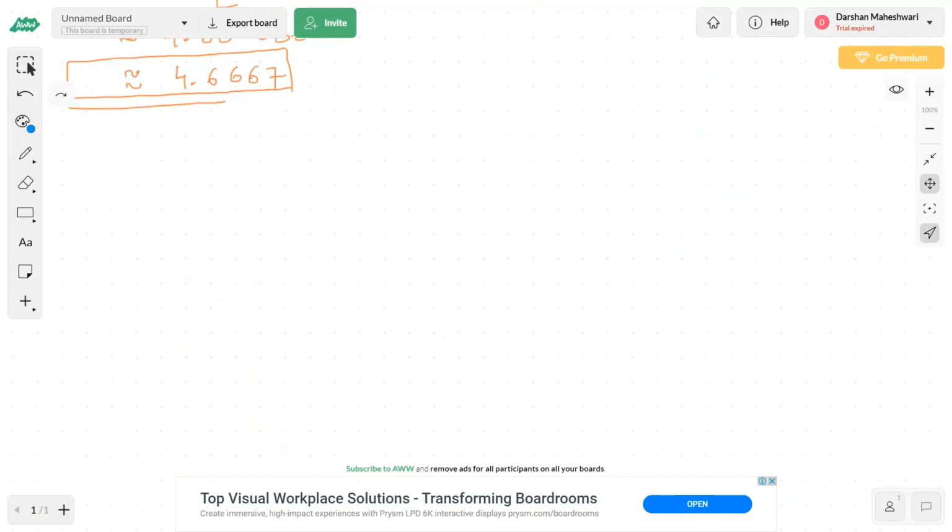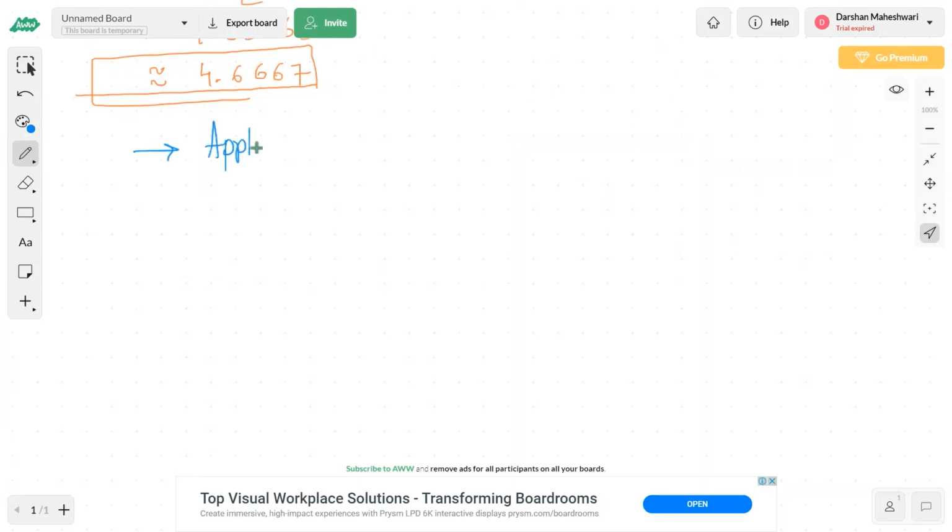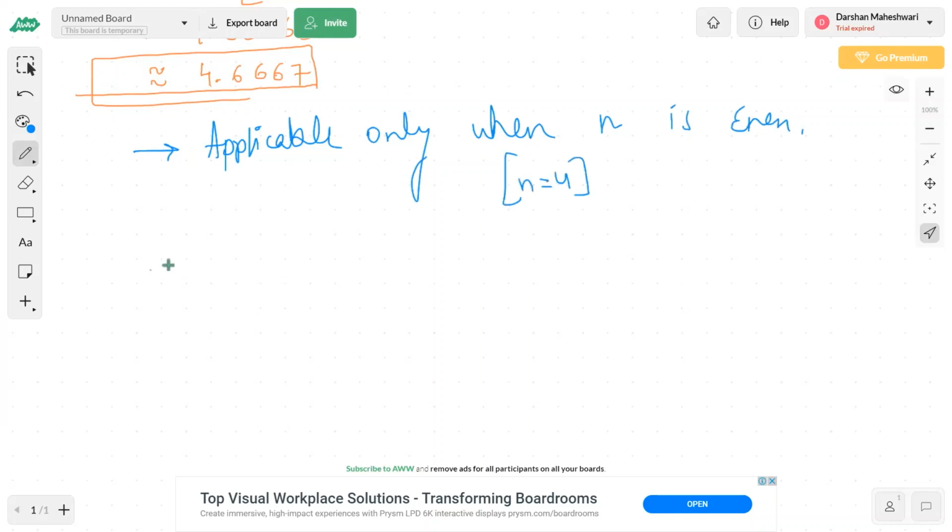So let's write those down. First thing is, this is applicable only when n is even. In our case, n was 4. That's why it was applicable. So this is one thing which we have to remember.